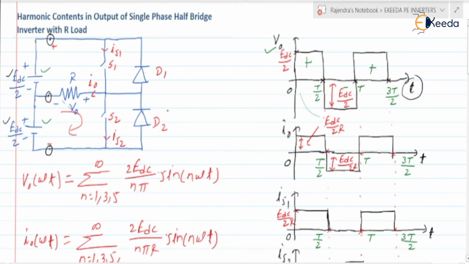In the next video, we are going to discuss the circuit operation of single phase half bridge inverter with RL load.